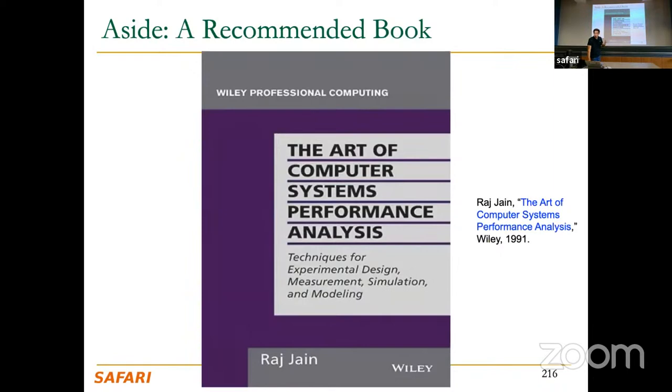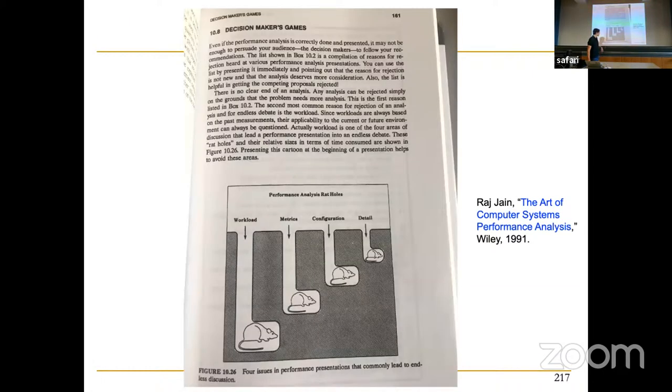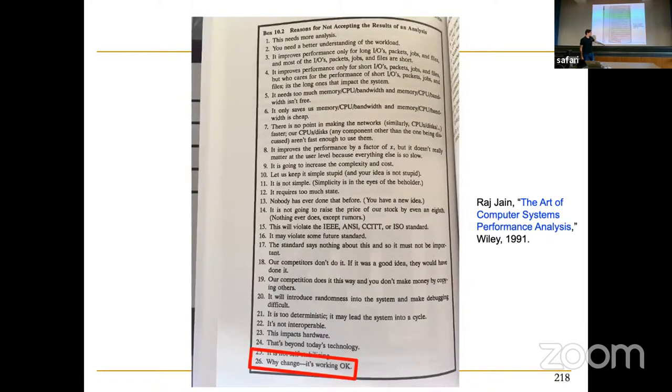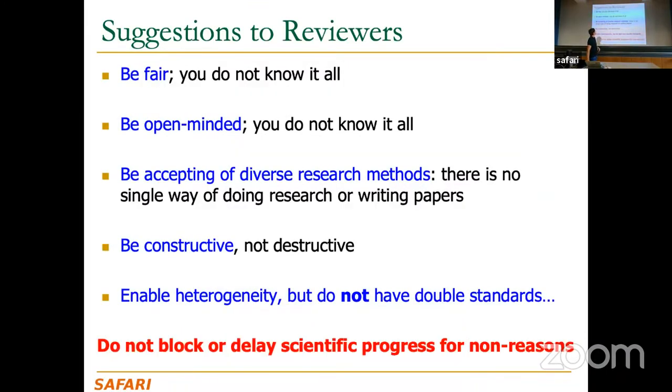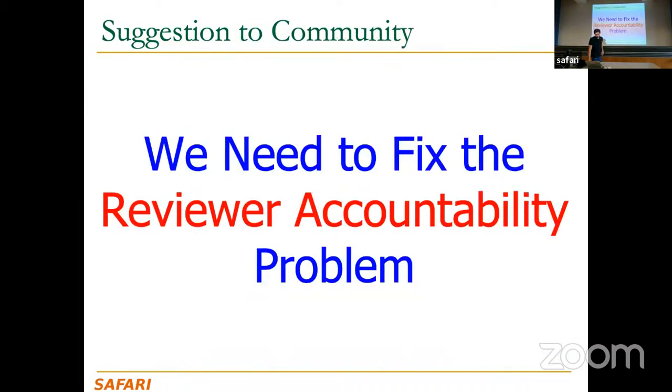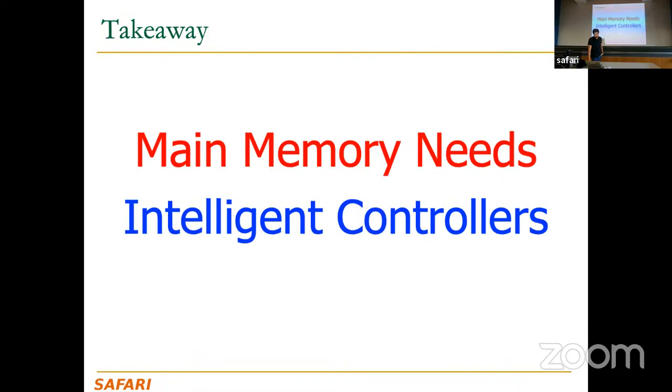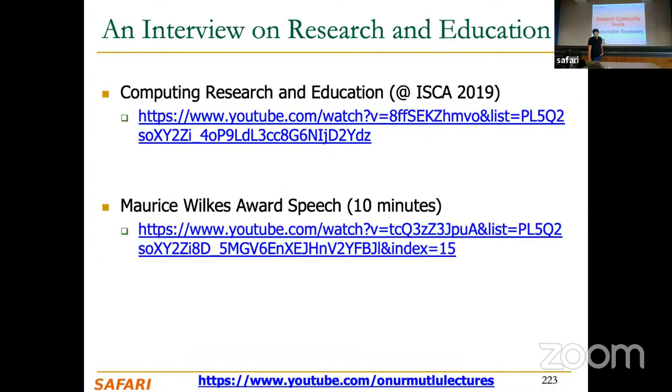In terms of how to read about novel ideas, it's all about mindset as well. And here you have a recommended book from Professor Mutlu, The Art of Computer Systems Performance Analysis. Don't fall into the rat holes when analyzing the performance of your proposals, and of course, please don't have this mindset. It says there are reasons for not accepting the results of an analysis. Why change? It's working okay. Well, current computing systems are not working so okay as we have identified, characterized, and we are motivating in these lectures. So these are some suggestions to reviewers, like do not block or delay scientific progress. Okay, so yeah, we need to fix the reviewer accountability, same as we need intelligent controllers. And that's something that will be pretty good for the research community.